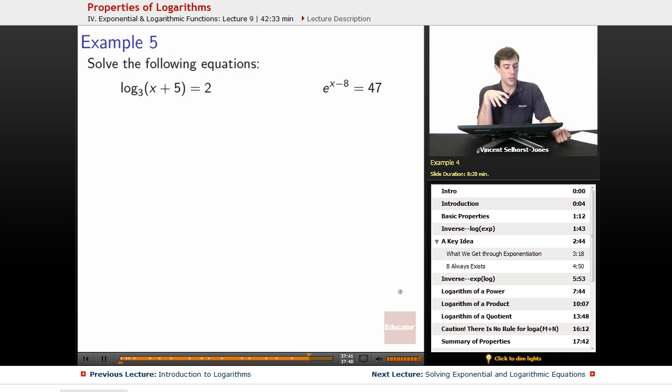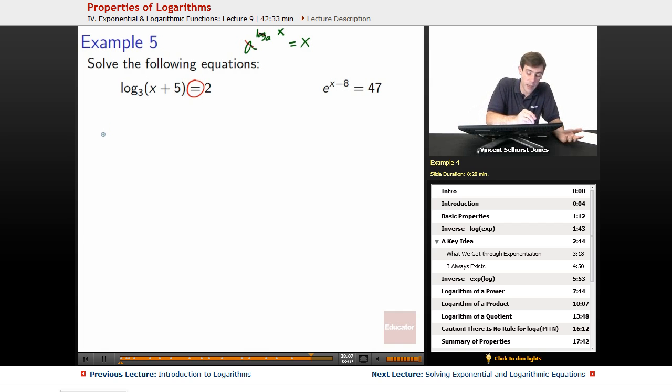So solve the following equations. Log base 3 of x plus 5 equals 2. Now remember, we had that inverse property. We know that a to the log base a of something winds up being equal to something because these cancel out. Now notice, we've got an equal sign here. So we know that log base 3 of x plus 5 is the same thing as 2. So we can use either one, either way we want to. So that means that a to the something equals a to something if it's the same somethings.